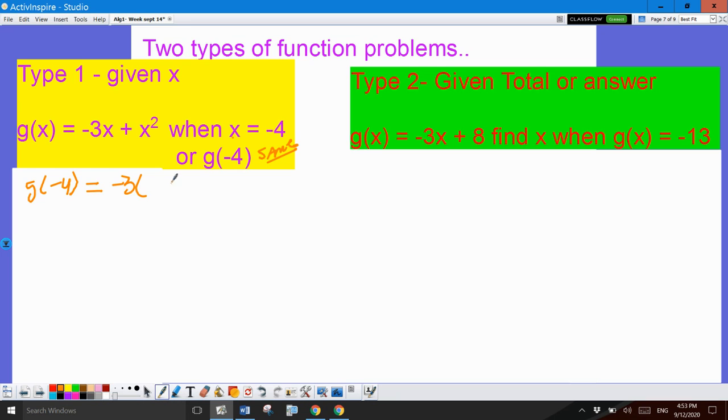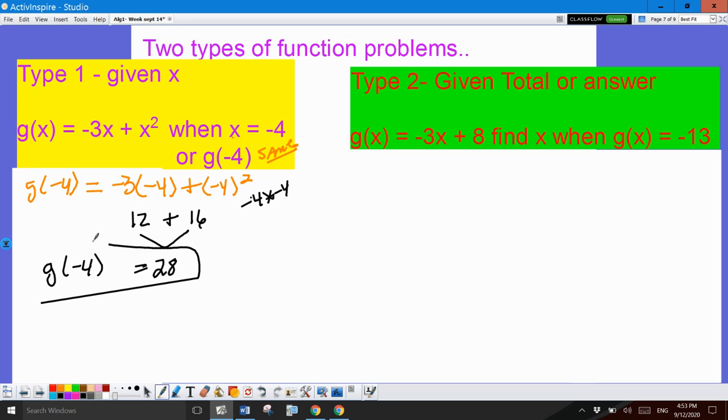So g of negative 4 equals negative 3. Remember, parentheses are super important here when we're substituting. We just have to have them. And then let's go ahead and evaluate that. Negative 3 times negative 4, we know that's 12. Plus negative 4 squared. Well, negative 4 squared is negative 4 times negative 4, which is going to be a positive 16. 12 and 16 is going to give me 28. So g of negative 4 equals 28 is my solution.